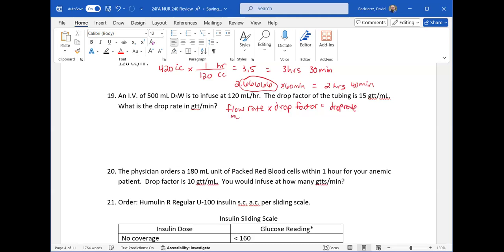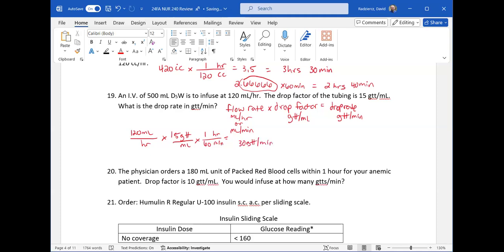Your flow rate is always going to be milliliters per hour or milliliters per minute. Your drop factor will always be given to you, drops per milliliter, and your drop rate is always going to be drops per minute, and that should be given to you as well. So what is my flow rate? It tells me 120 milliliters per hour. And I have a drop factor of 15. And then the only other thing I need to do is convert that hour to minutes. I'll show you a shortcut on this in just a second. So when you do this, you get an answer of 30 drops per minute.